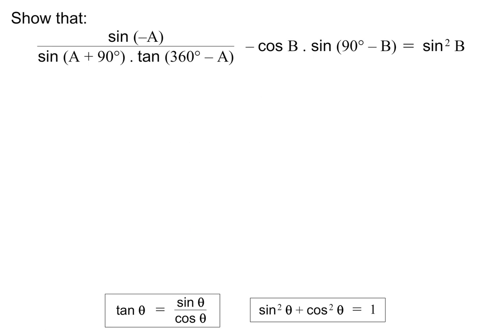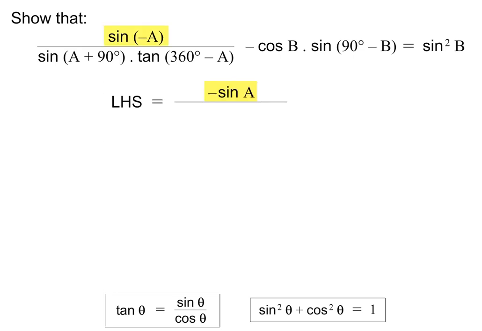Let's do one more example together. Here we are again asked to show or prove that the left-hand side is equal to the right-hand side. And it looks as though we will need to use both the reduction formulae and the identities. Let's begin with the left-hand side.